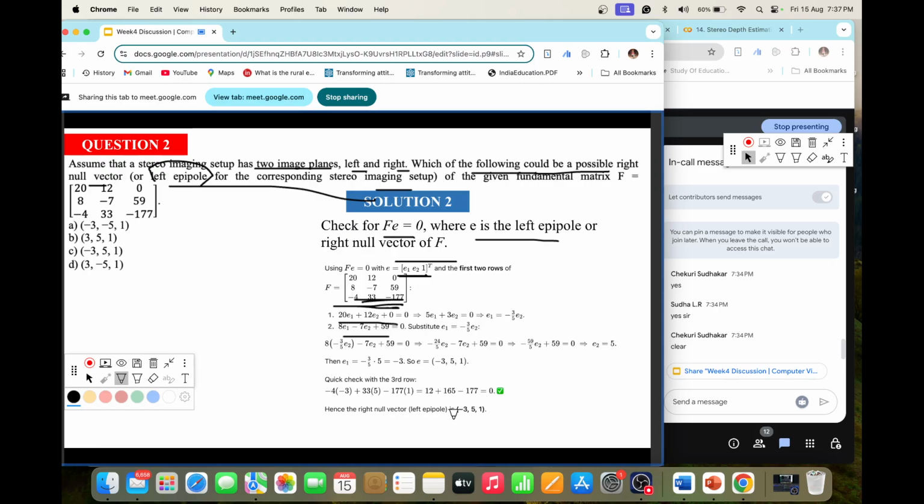You will get the answer, that is (-3, 5, 1). That means E1 is minus 3 and E2 will be equal to 5. So (-3, 5, 1). So option C is your answer. Okay, option C is your answer.